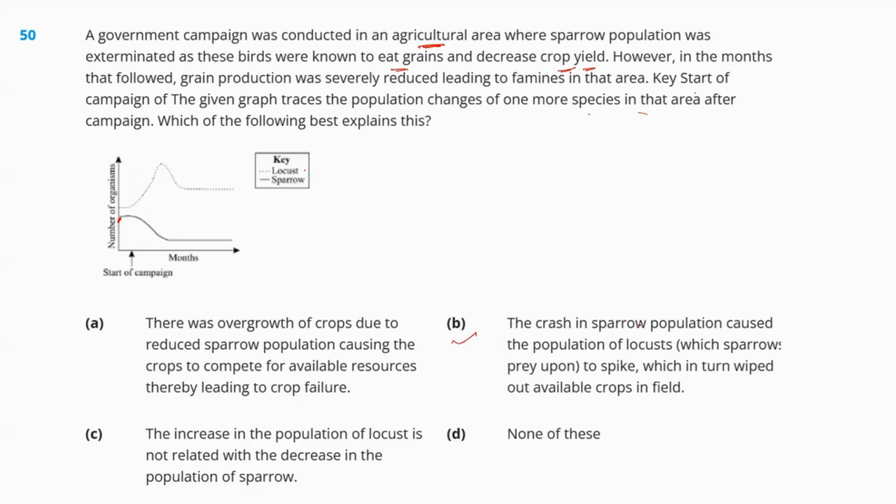Yes, so what happened? So sparrow was dependent on the crop, right? But the sparrow population was declined. Still, what was happening? The crop was still less. So what was happening here? This crop was wiped out because of the population of the locust in that area, right? So our option B would be our correct option over here.